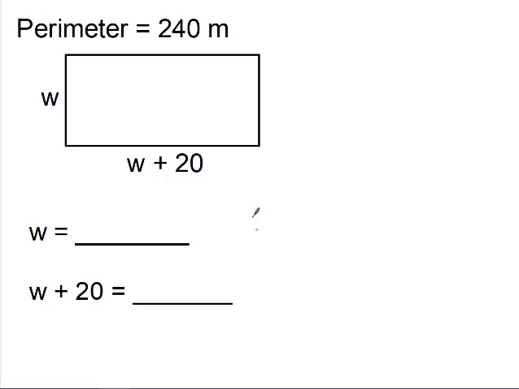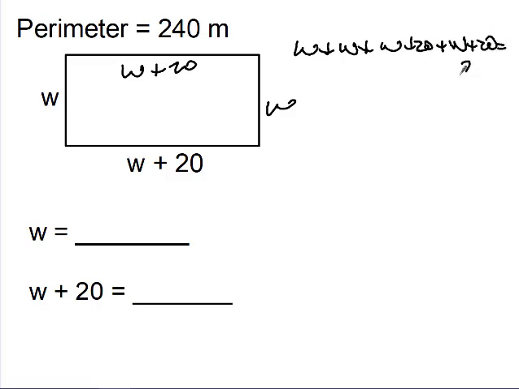Well, for perimeter, I know this one's a W, and if this side is W, this side over here is W as well. And then if this is W plus 20, this one up here is W plus 20 also. So I could write the equation, because this 240 is done by adding all four of those together. So I could do W plus W plus W plus 20 plus W plus 20, and all that's equal to 240.